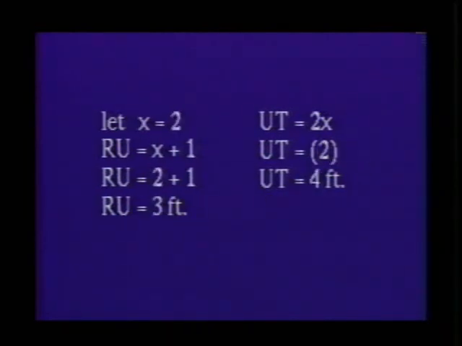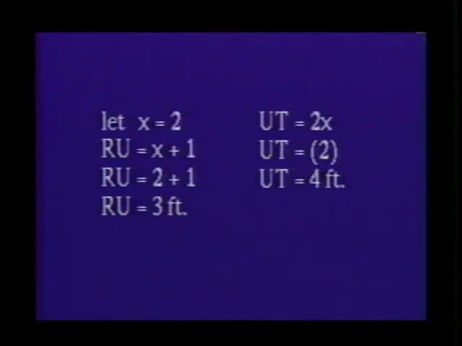Next, substitute 2 for each x in the expressions that represent the length or width. We then find that the length of side RU is 2 plus 1, which is equal to 3 feet, and the length of side UT is equal to 2 times 2, which is equal to 4 feet. Therefore, the dimensions of rectangle RSTU are 3 feet by 4 feet.